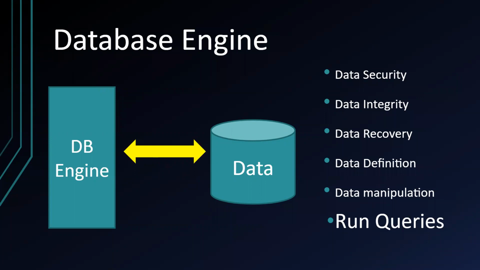Data recovery: what happens if we're right in the middle of writing some data to the disk and there's a catastrophic hardware failure or lightning strikes and knocks something out? We've got to be able to make sure that we can recover from that. We don't ever lose data. It's the responsibility of the database engine. So data definition and data manipulation, in other words, creating the data structures, putting data into, pulling data out of those systems.